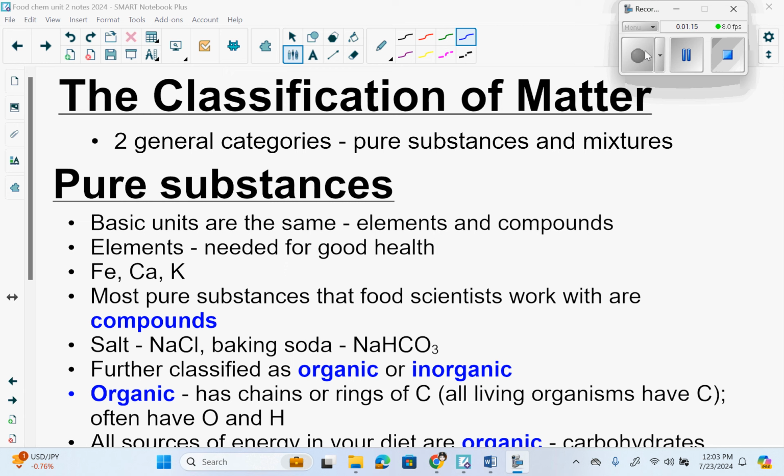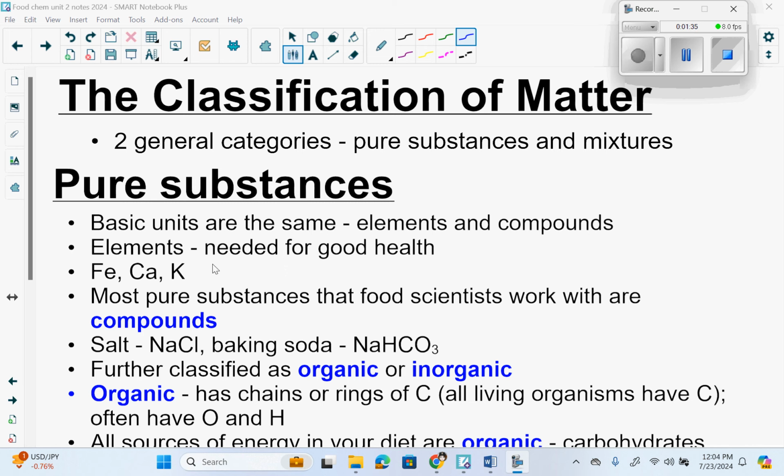So any scientist anywhere in the world, if you mention salt to them, they'll know it is sodium chloride and nothing else. Same thing, baking soda will always be one Na, one H, one C, and three O's. So the ratio of those elements cannot change, and that's what makes compounds pure.